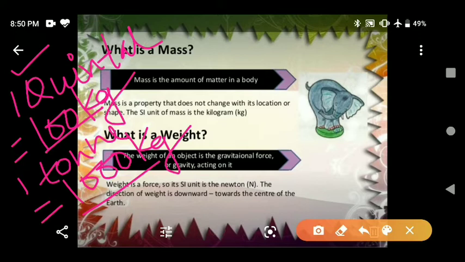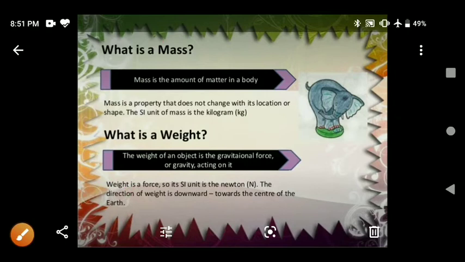Mass is the amount of matter contained in a body. Mass is a constant quantity. It will not vary from place to place. SI unit of mass is kg.